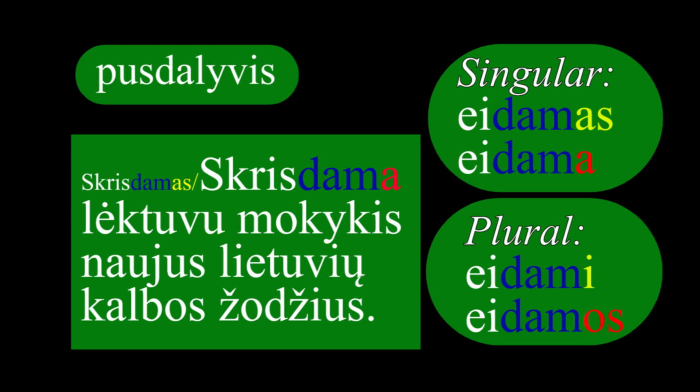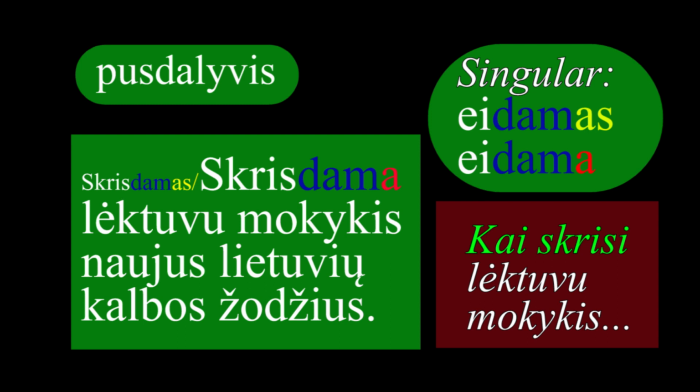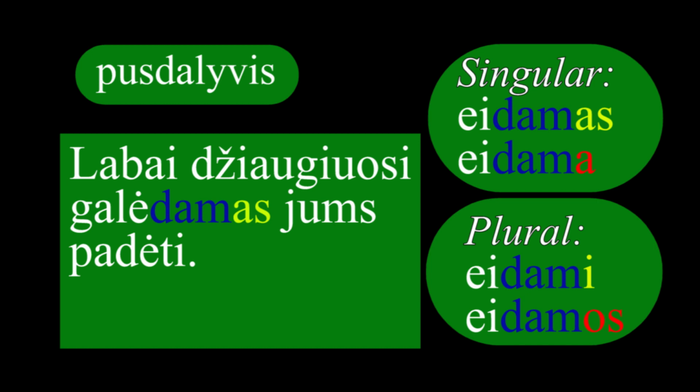Skrisdamas lėktuvu mokykis. We can say, kai skrisi lėktuvu mokykis. Kai skrisi means when you are going to fly. Skrisdamas, it means during your flight. Labai džiaugiuosi galėdamas jums padėti. I'm very happy to be able to help you. Labai džiaugiuosi galėdamas. Galėti, it's can. Galėdamas, when I can. Or I'm happy that I can help you.